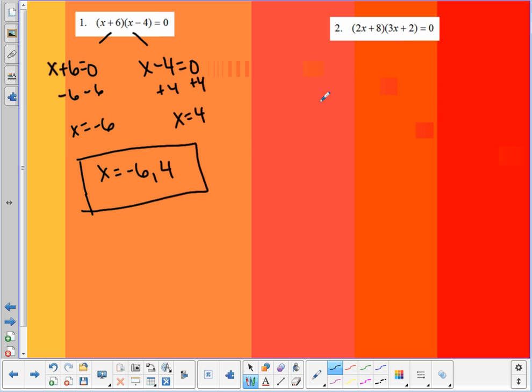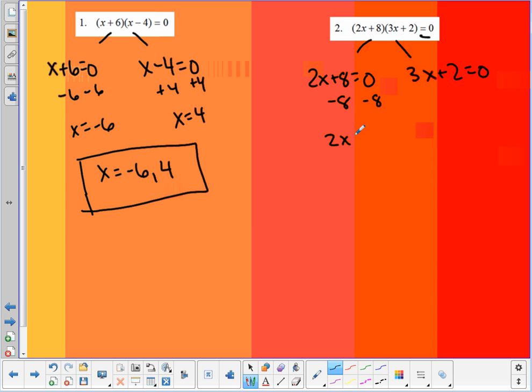In number 2, I have a factored form expression again, 2x plus 8 times the quantity 3x plus 2. The whole thing's equal to 0. So again, I can split those apart. 2x plus 8 equals 0 and 3x plus 2 equals 0. And then I solve each one of them separately.